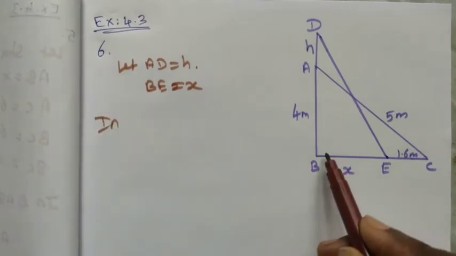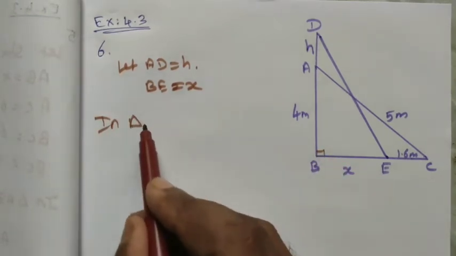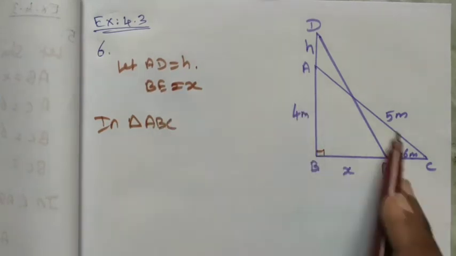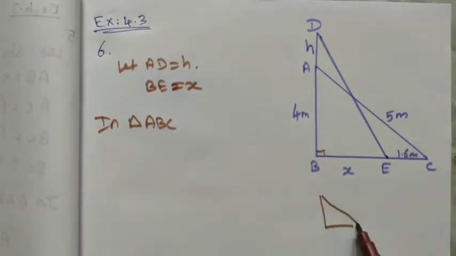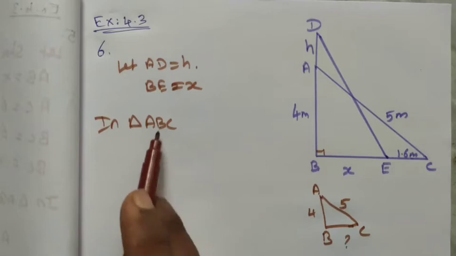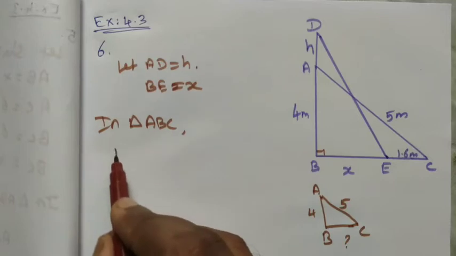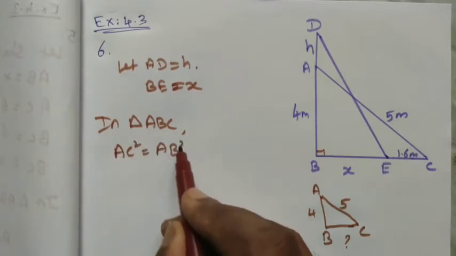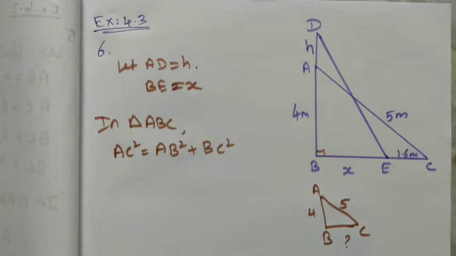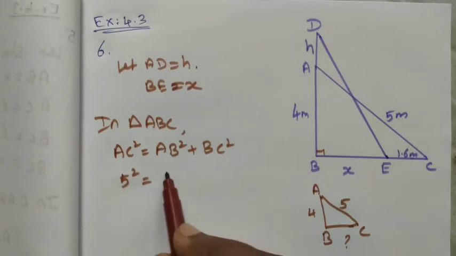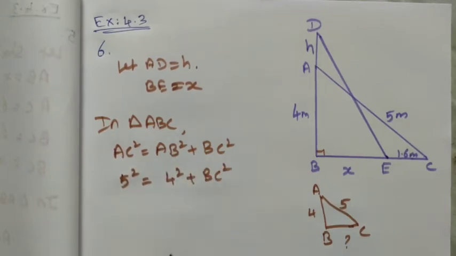Now, this is a right angle triangle, right? In triangle ABC, see, I draw it here. This is A, this is B, this is C. A to B is 4 meter, A to C is 5 meter. We want to find out the distance BC. So in the right angle triangle, by using Pythagoras theorem, you know the formula. Hypotenuse side square, AC square, is equal to AB square plus BC square. Now apply the values. AC square is 5 square, AB is 4 square plus BC square. BC we don't know, right?